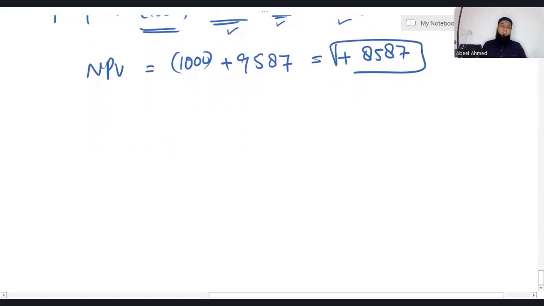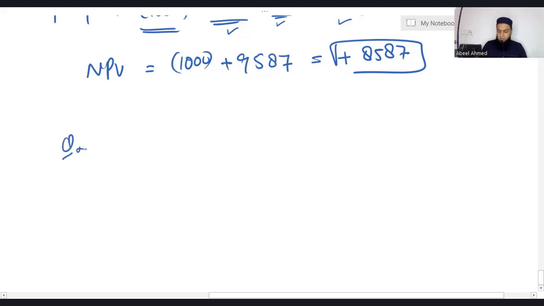Now let's question: what if the project had a negative NPV? Then we would have rejected the project, because negative NPV means this project is a loss-making project. This project cannot recover each and every cost. So that is why loss-making projects should be rejected. Otherwise, a loss-making project will decrease the wealth of shareholders.